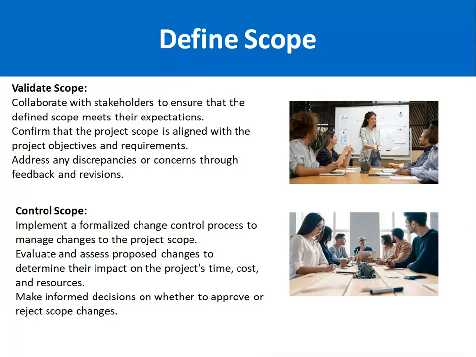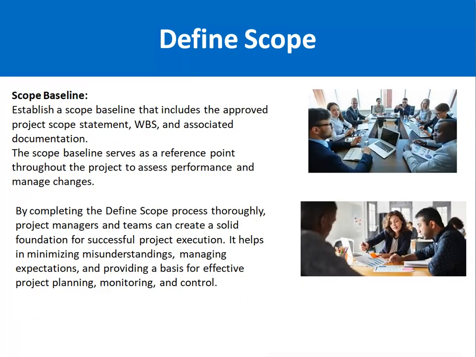Next is control scope. Control scope means implementing a formalized change control process to manage changes to the project scope. You have a signed scope of work document, and if any changes come in the scope, obviously it will have an impact on time, cost and resources. So any change in the signed scope of work must be considered a change, and it should be managed through the change control process. Make informed decisions on whether to approve or reject the scope changes. If it's approved, it will become a part of the scope, and the scope documents will be updated.